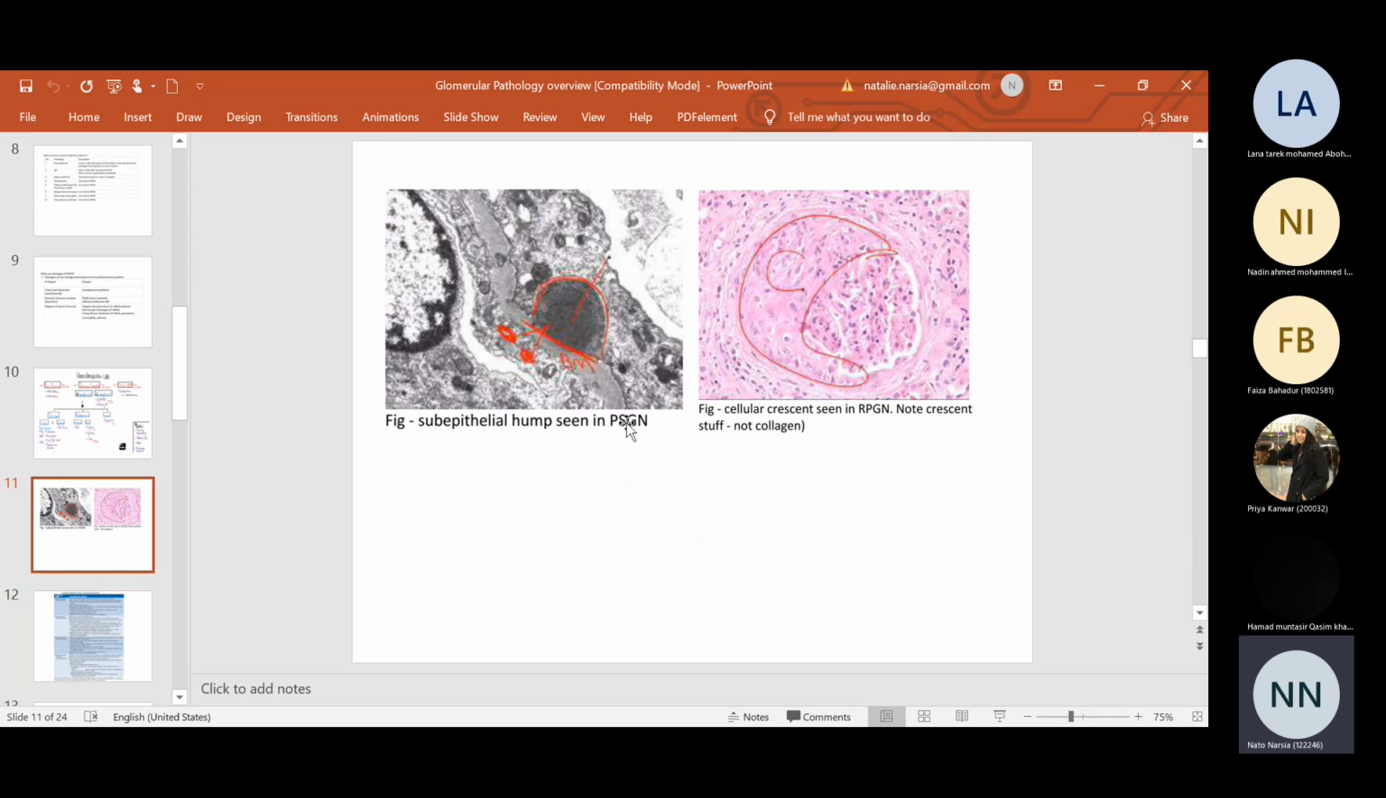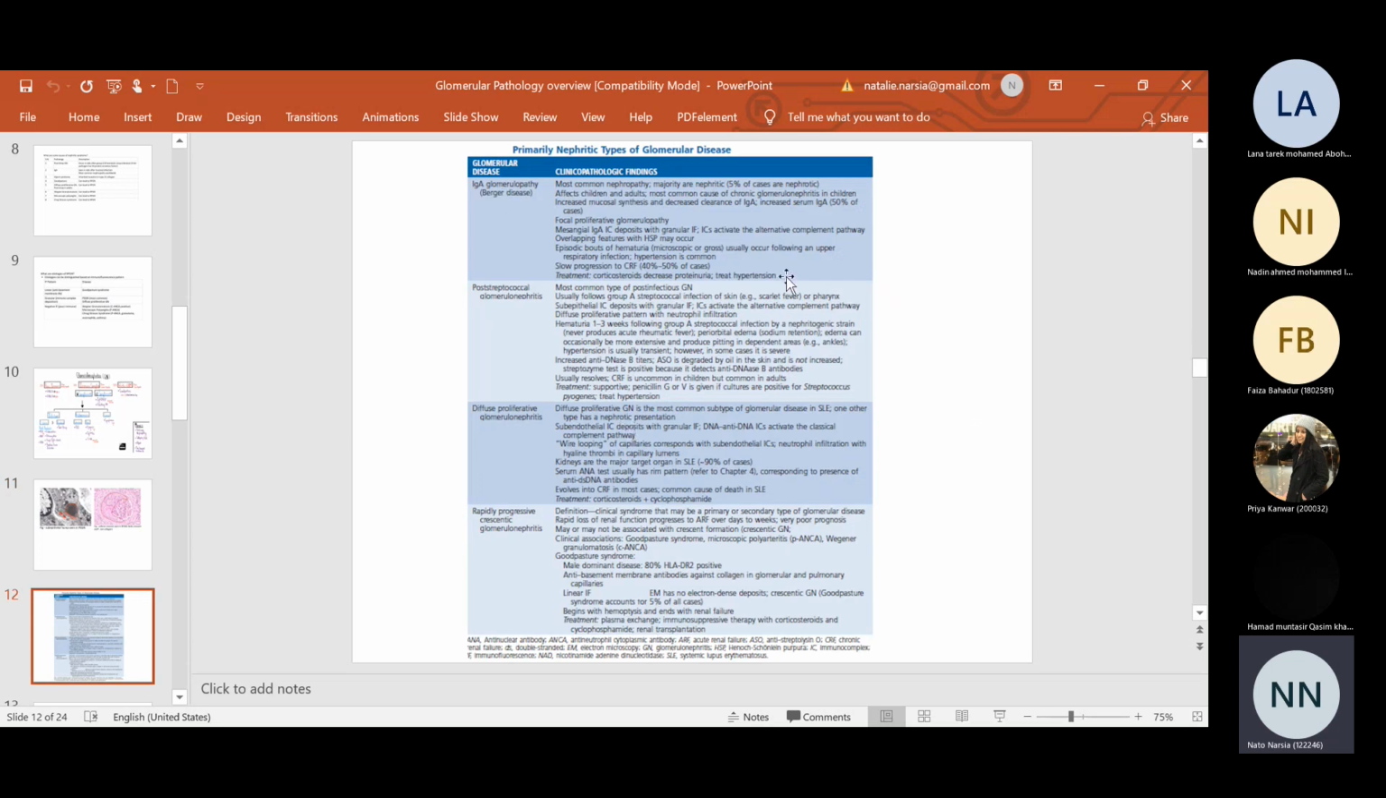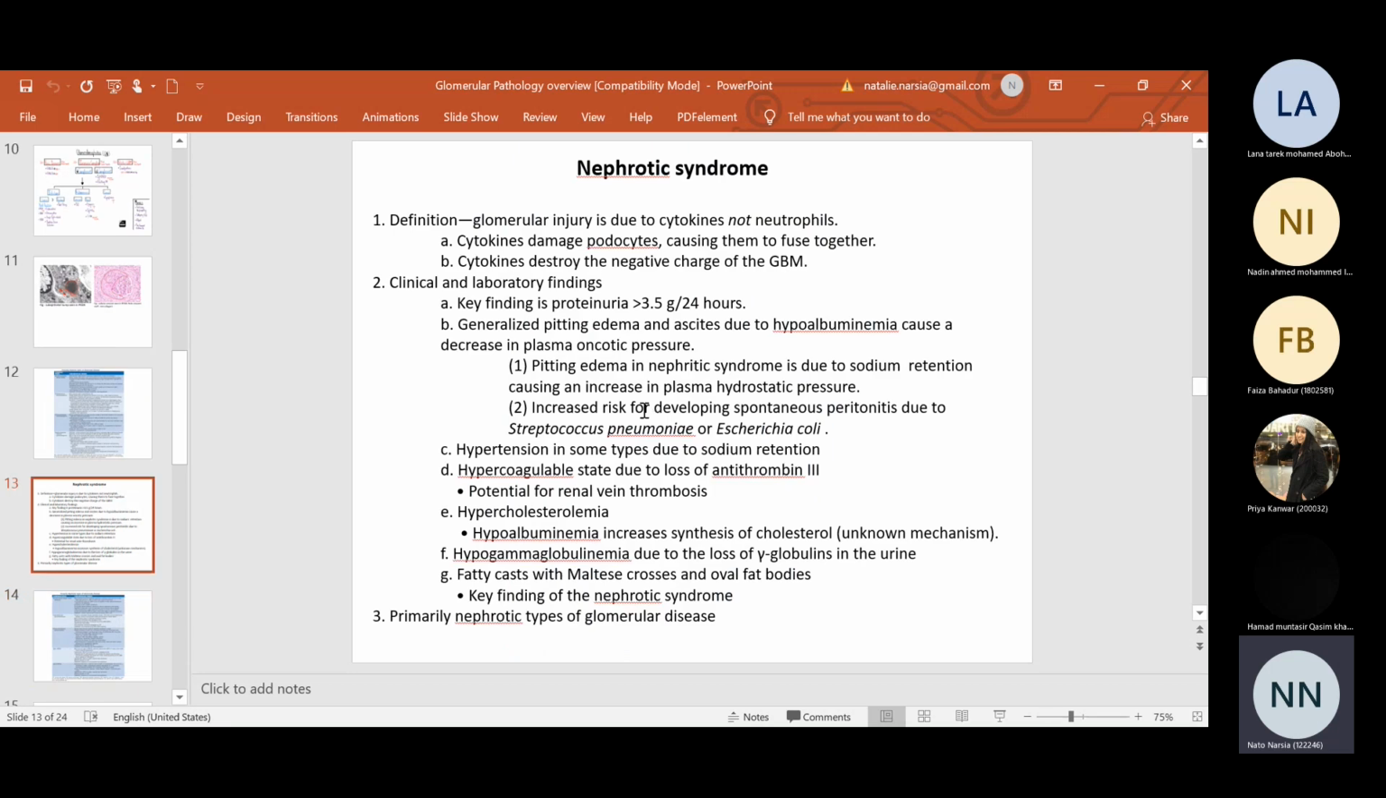In post-streptococcal glomerulonephritis, there are from colon disorders. And nephrotic syndrome is next. Give me 10 minutes, guys, and I will come back in 10 minutes and continue with nephrotic syndrome. Thank you.